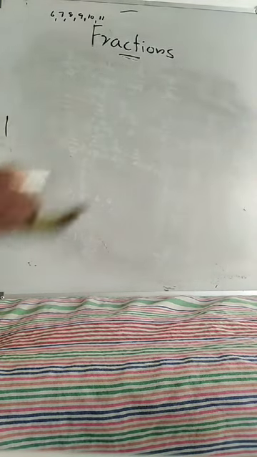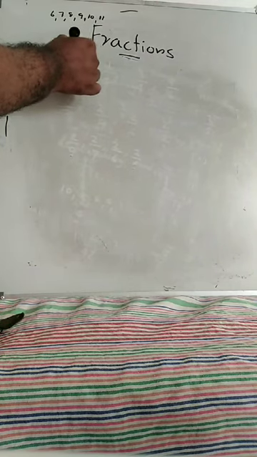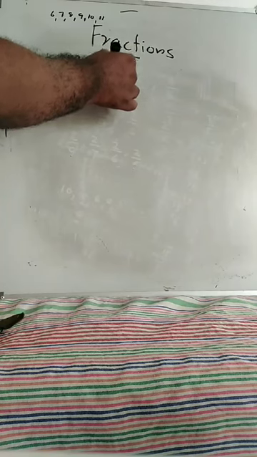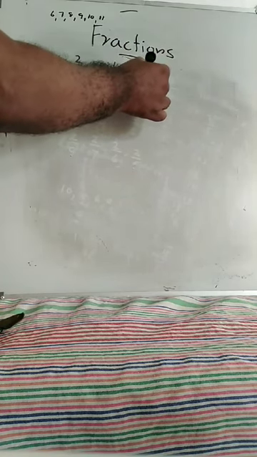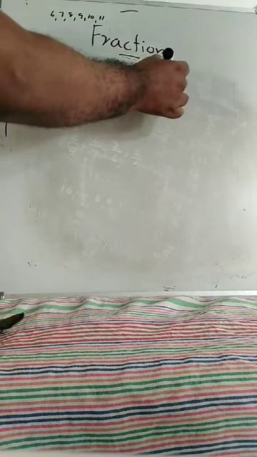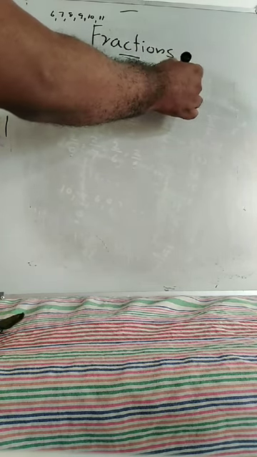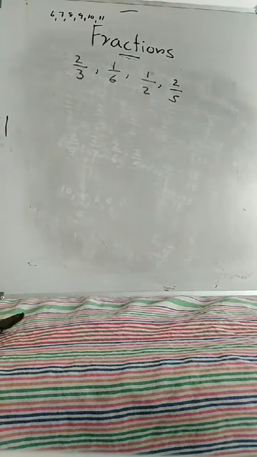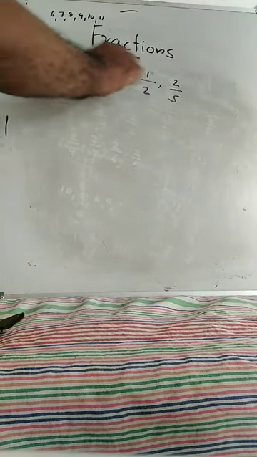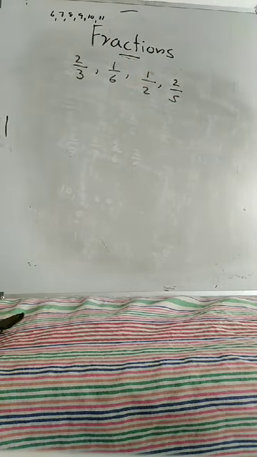Another example here. 2 upon 3, 1 upon 6, 2 upon 2, 1 upon 2, 2 upon 5. Here, there are 5 fractions, all of them with unequal numerators and unequal denominators.